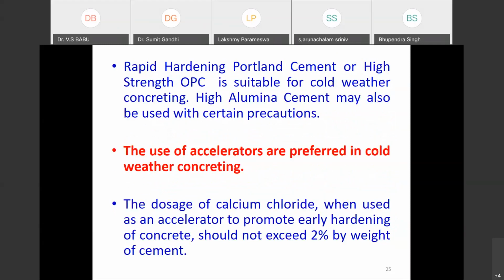Next, the use of accelerators is preferred in cold weather concreting. When calcium chloride is used as an accelerator to promote early hardening, its dosage should be limited to 2%. More than 2% is not recommended.